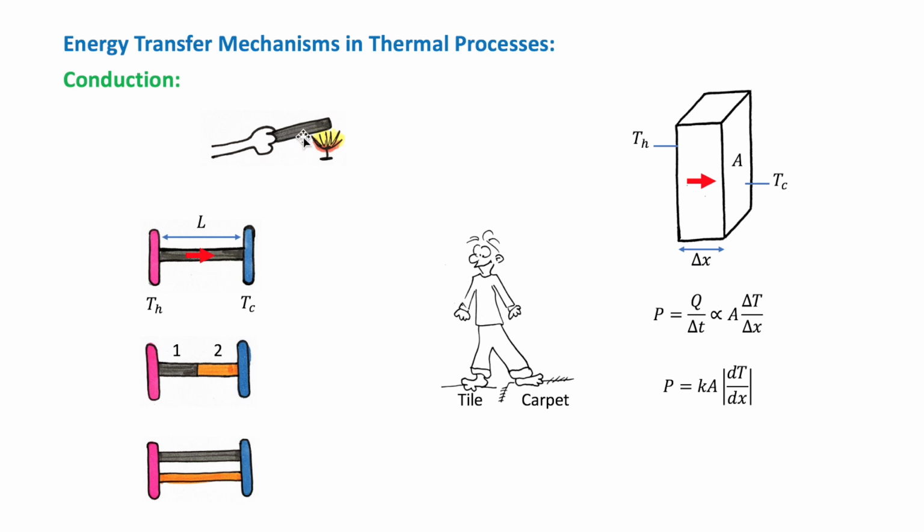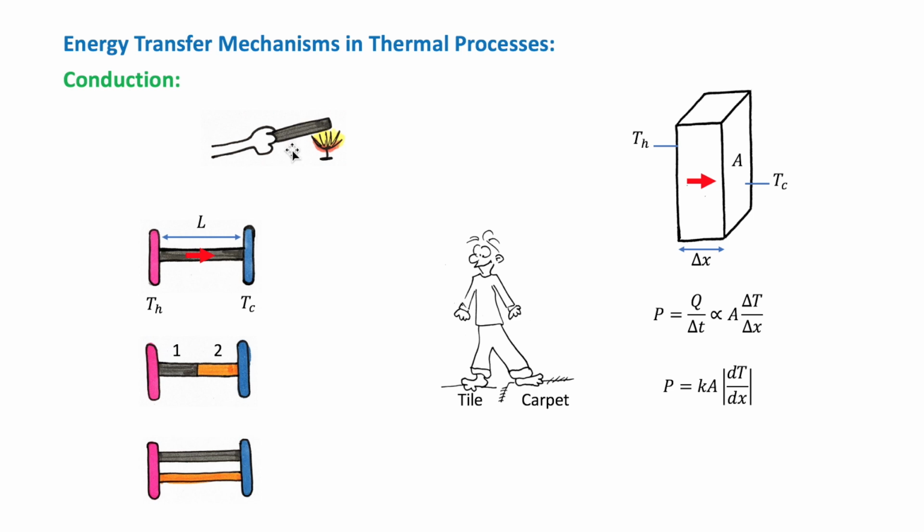becomes hot. This is because before you insert one end of the rod in the flame, the atoms are naturally vibrating about their equilibrium positions at room temperature, and when you place it in the flame, it provides energy to the atoms, and they begin to vibrate with larger and larger amplitudes. And these atoms, vibrating at larger amplitudes, will collide with neighboring atoms and transfer energy in the process.